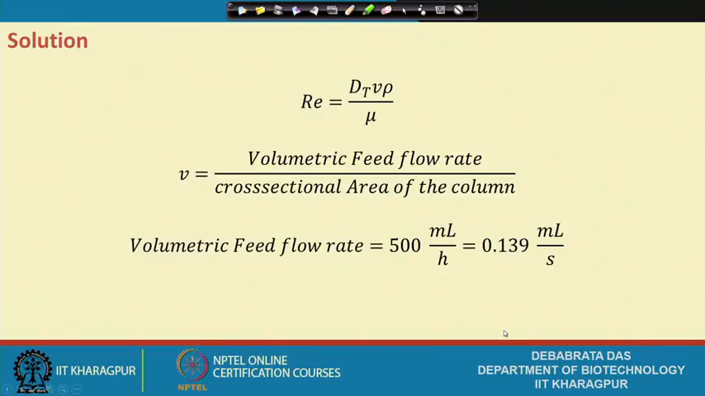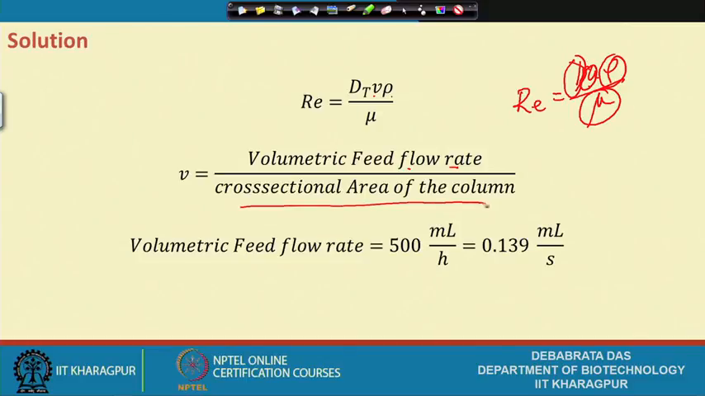First we shall have to find out the Reynolds number. Reynolds number is Re equal to d u rho by mu, because we know this. Here d is usually the diameter of the particles, u is the velocity of the liquid, rho is the density of the liquid, and mu is the viscosity of the liquid. Here the velocity is V, the volumetric feed rate, divided by the cross sectional area of the column.